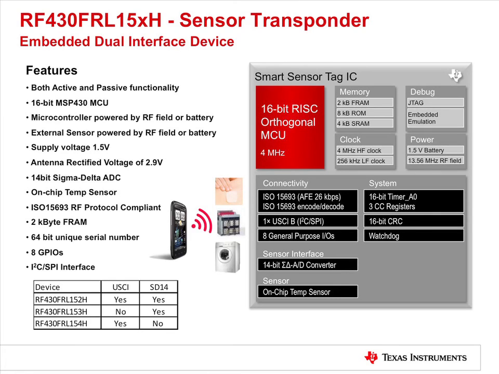Now let's have a look into the RF430FRL15XH, our new sensor transponder family. It is a highly integrated system on chip which combines a programmable MSP430 microcontroller core with the ISO 15693 NFC wireless interface, a 14-bit Sigma Delta analog to digital converter for connection of analog sensors, and an SPI or I2C interface for connection of digital sensors or connection to a host system.